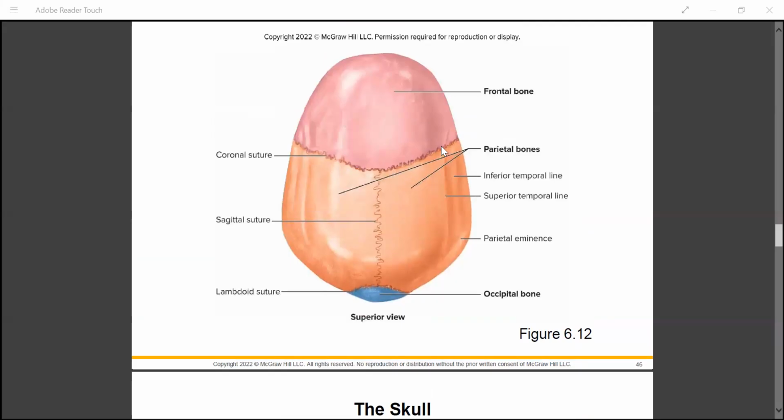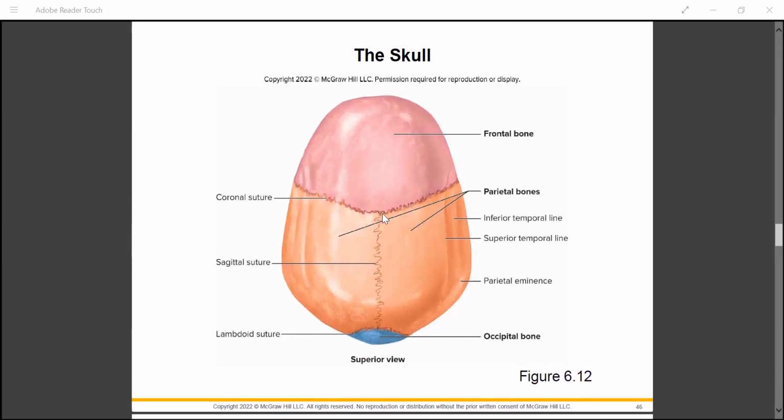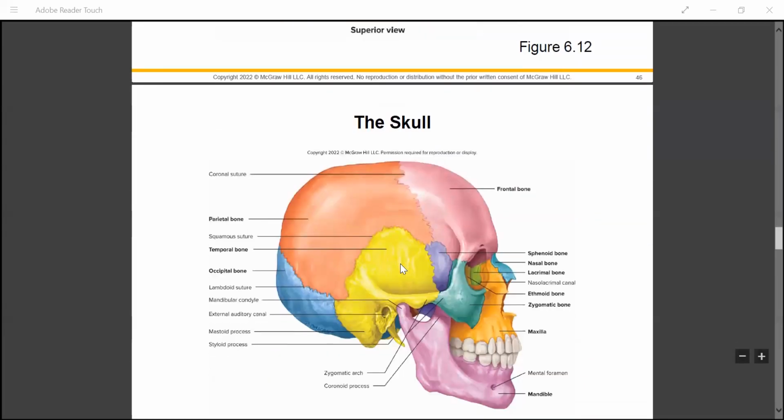You can also see the sutures here. So you'll notice that our coronal suture and our sagittal suture more or less line up with the coronal and sagittal planes. So that coronal suture is going to separate frontal and parietal, and our sagittal suture is going to be right down the middle. So it's going to separate our right and left parietal bones.